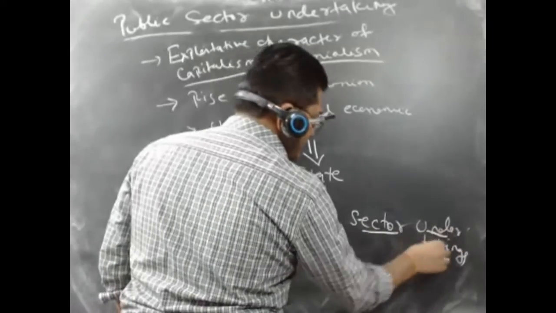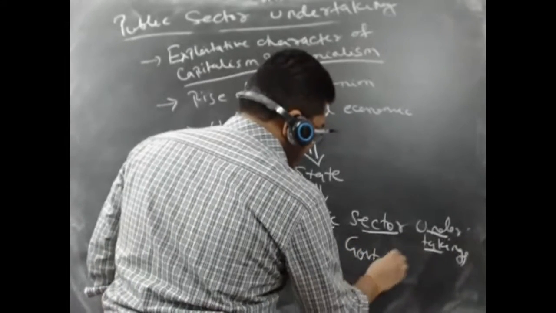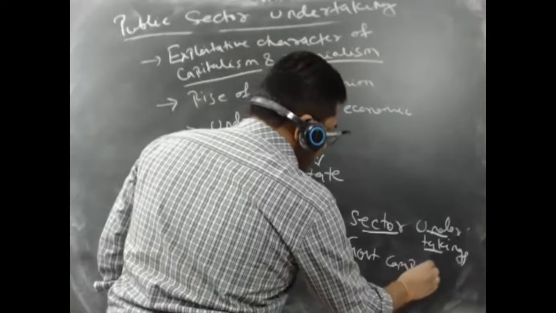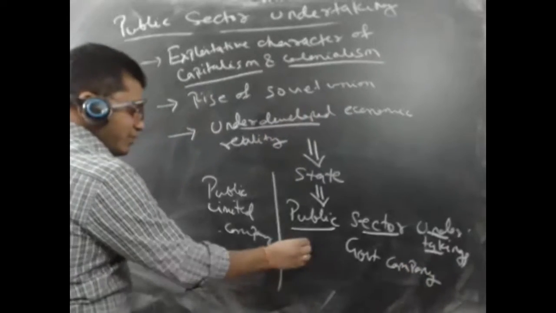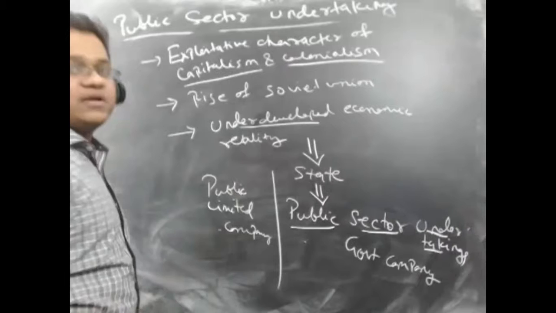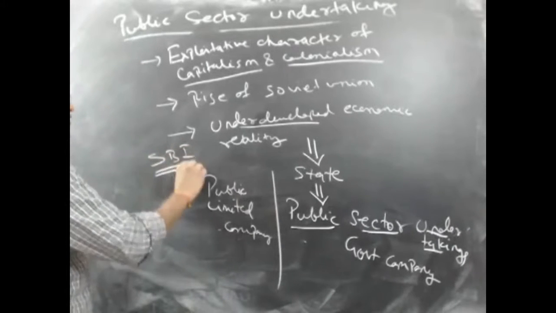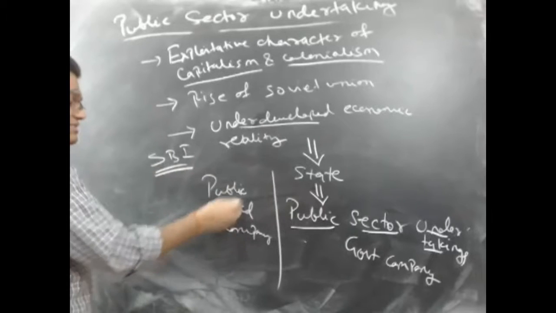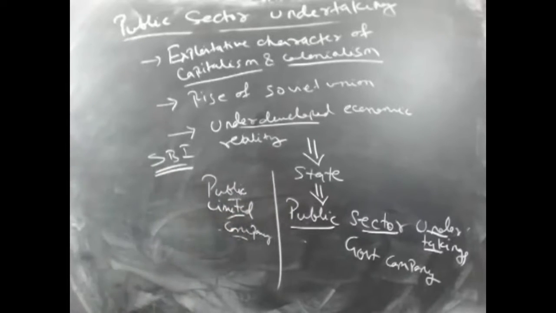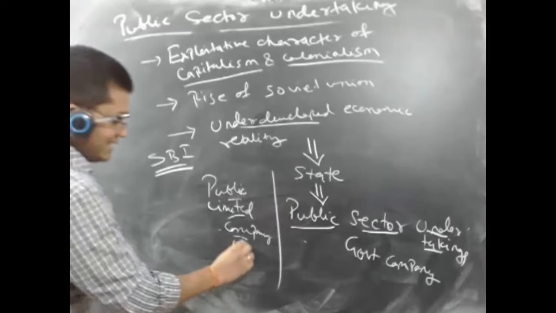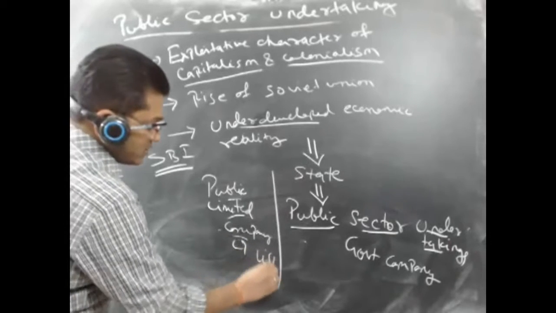Public sector undertaking means government company. A company can be both a public sector undertaking as well as a public limited company. Just take the example of State Bank of India. State Bank of India is a PSU and it is listed, so it is also a public limited company. Public limited company is any company that is listed.